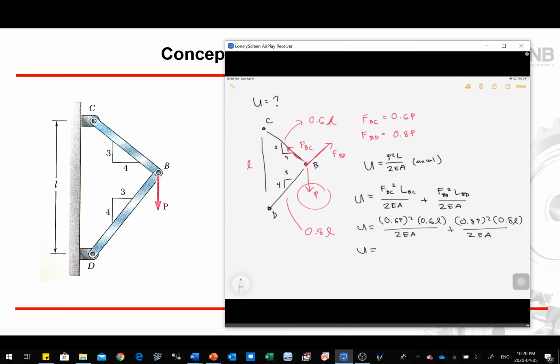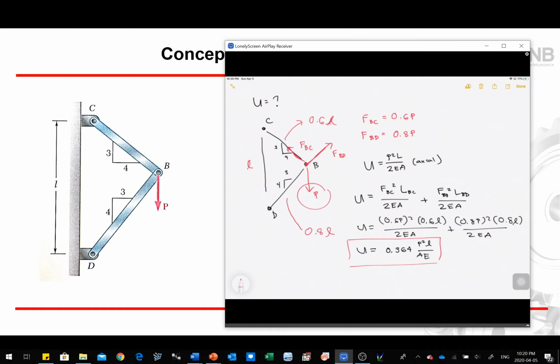Now our U, if you calculate this, is going to be equal to 0.364 P squared L divided by AE. So I'm going to box this one. That's going to be your answer for concept application number 2.